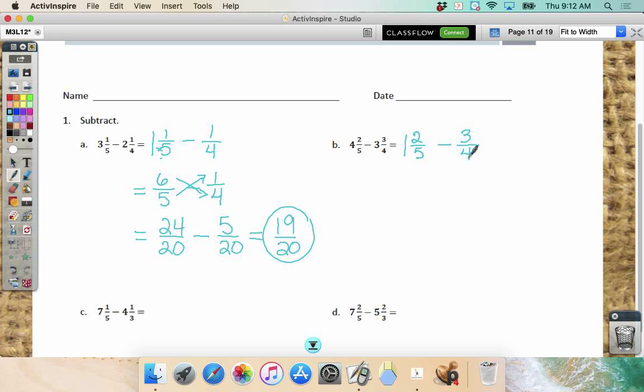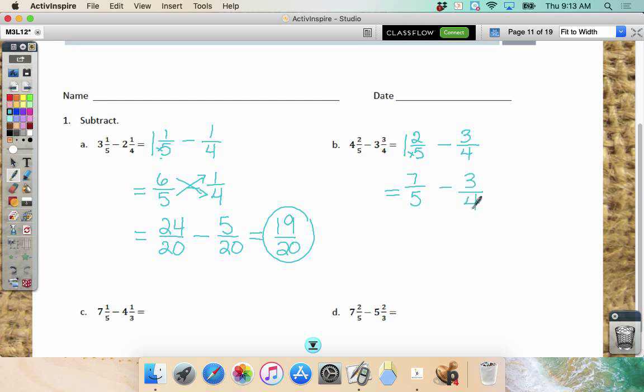Okay? Step 2 is to change it to an improper fraction. 1 times 5 is 5. 5 plus 2. What's 5 plus 2? 7. So it's going to be 7/5. Remember, when you change it to an improper fraction, your denominator is going to stay the same as it was in the mixed number. Has everybody figured that out? Yeah. Okay. So 7/5 minus 3/4.